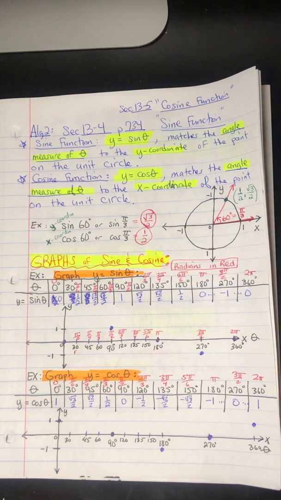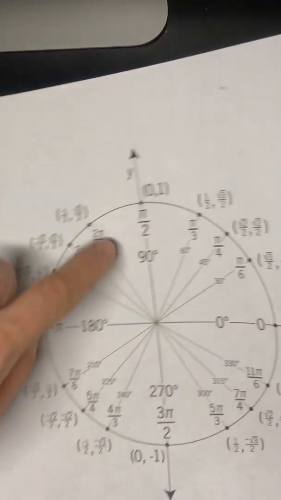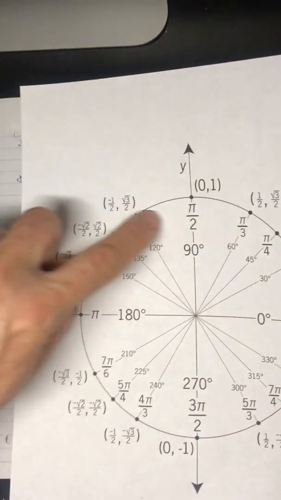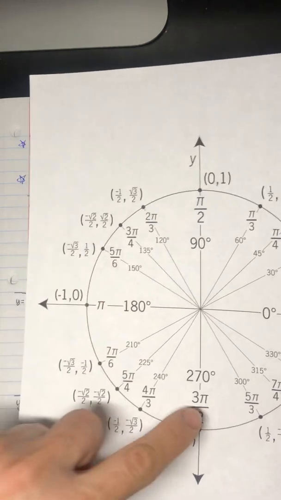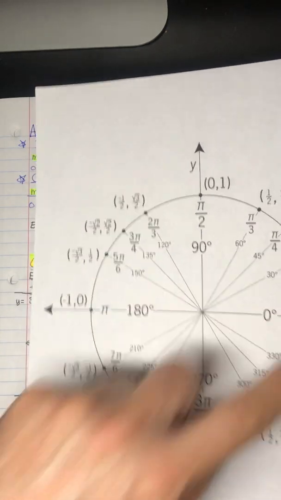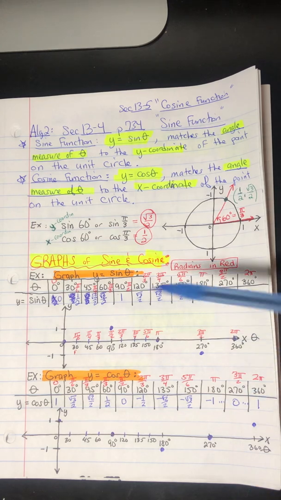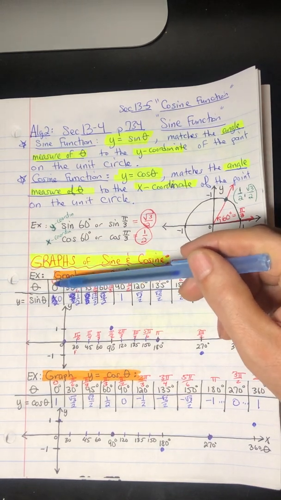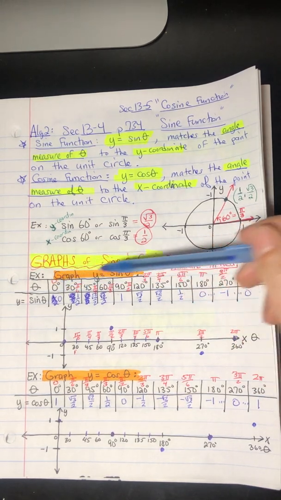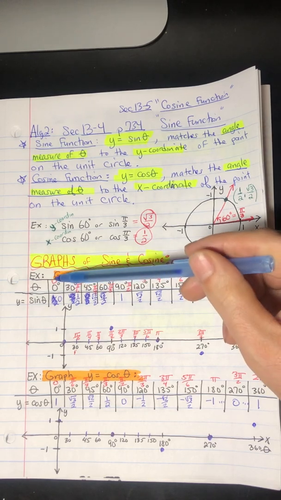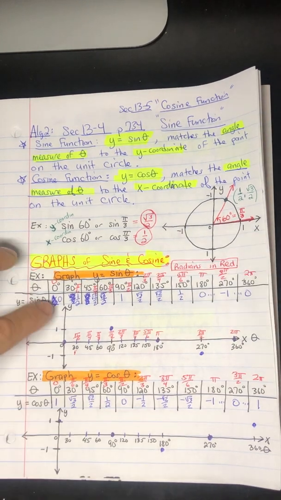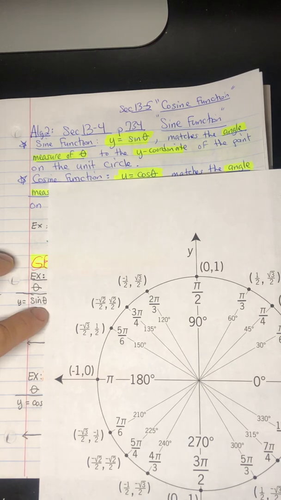I didn't use all of these angle measurements. I did all of these, and then I skipped to 180, 270, and then 360 takes us back to where we started. And this is all the y coordinates you get at these different degree measures. That's the sine of theta. So at 0 degrees, the y coordinate is 0.